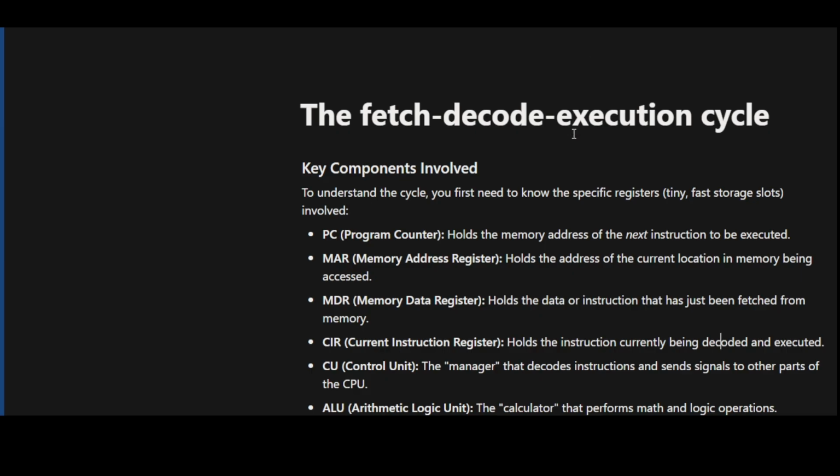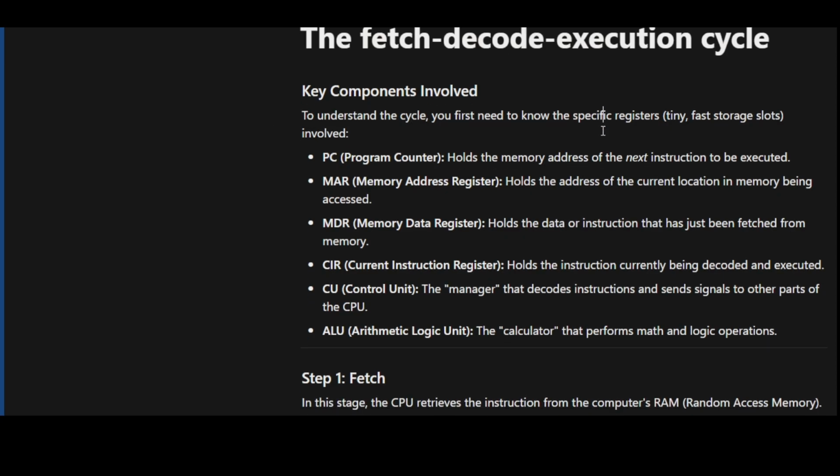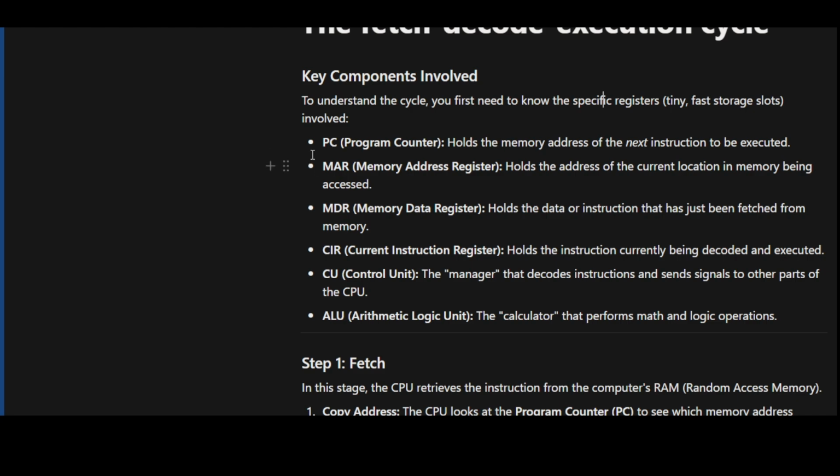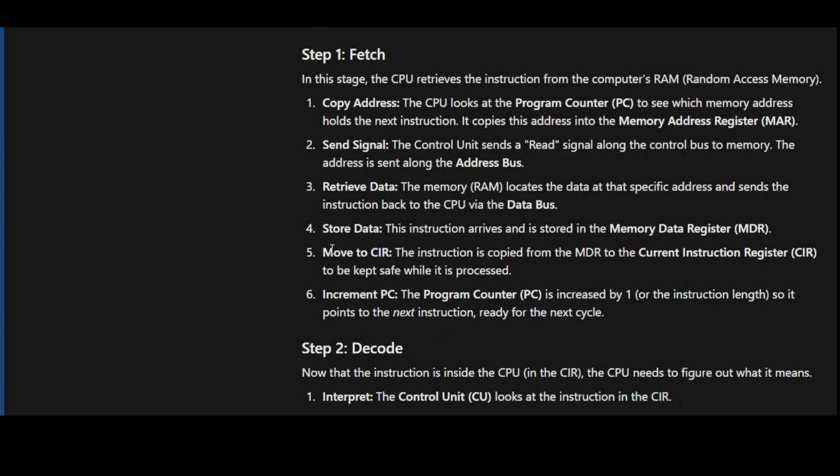So I just made a small Notion note for the fetch-decode-execute cycle. I'll share this notepad with you after the session. I hope you know all the basics: what is PC, MAR, MDR, etc. So I'm just directly going into these steps one by one.